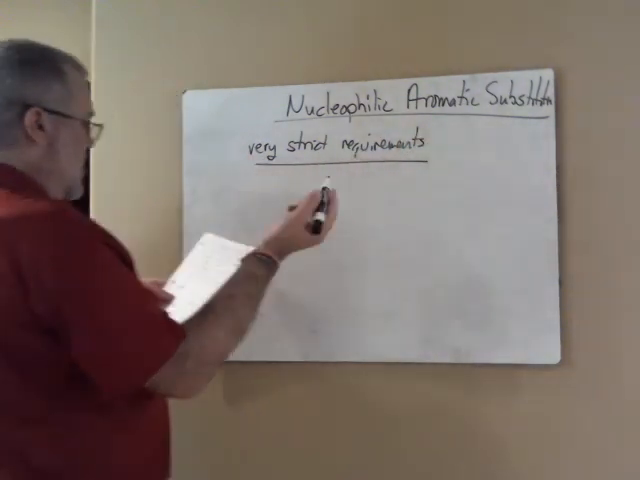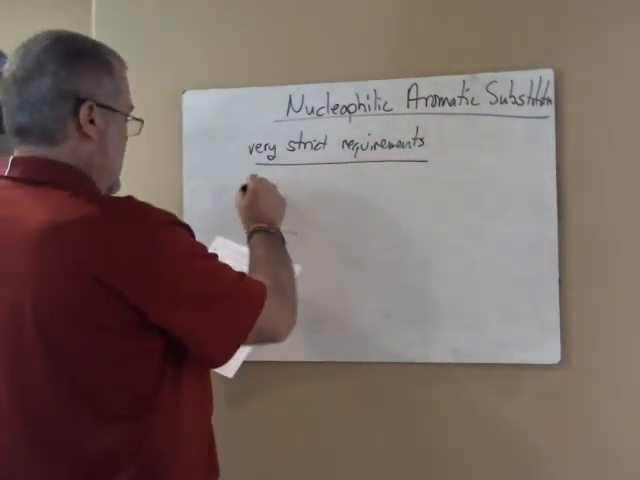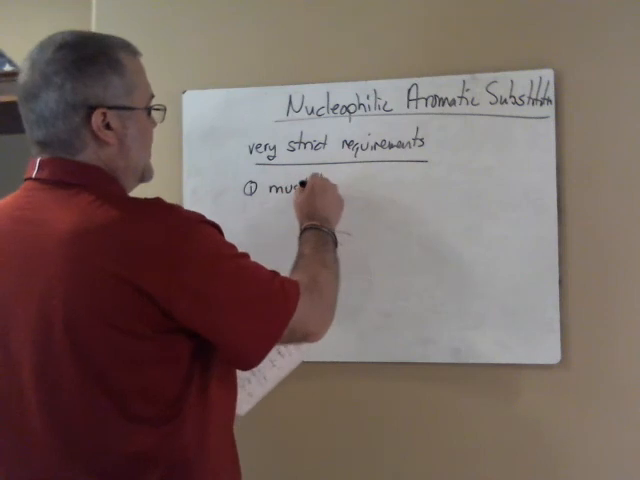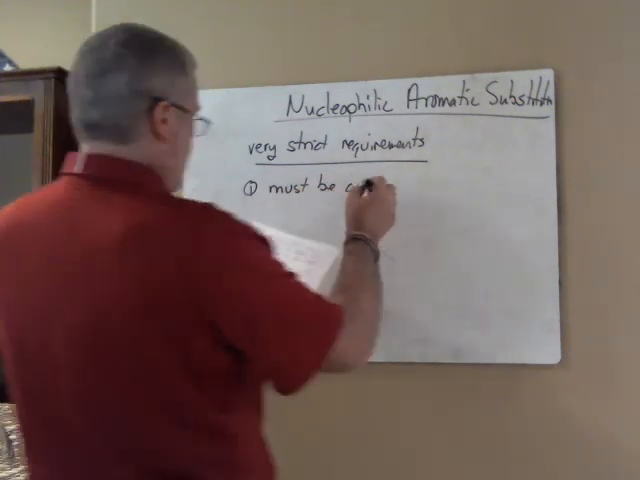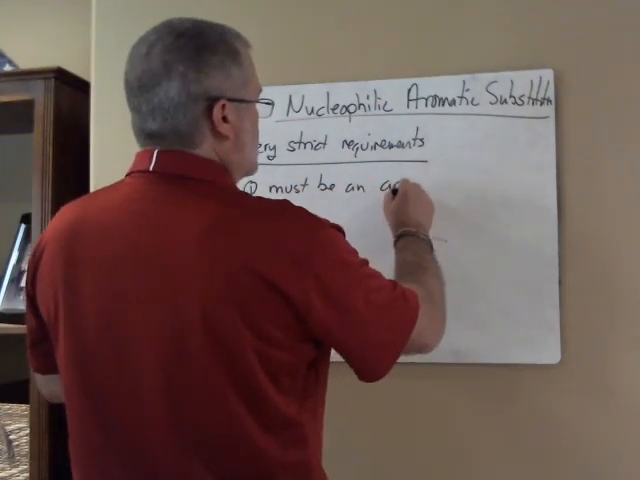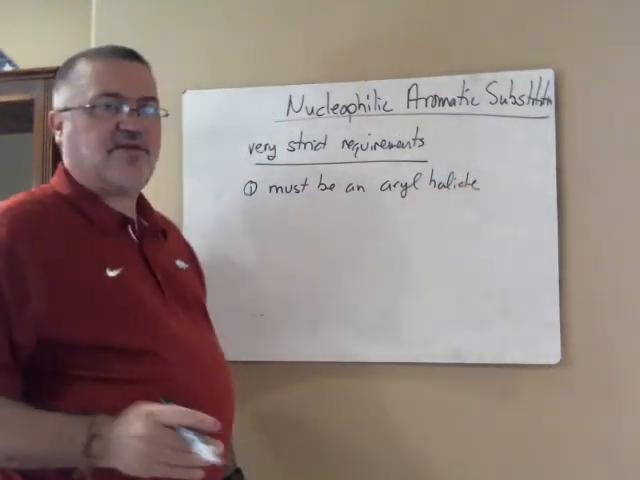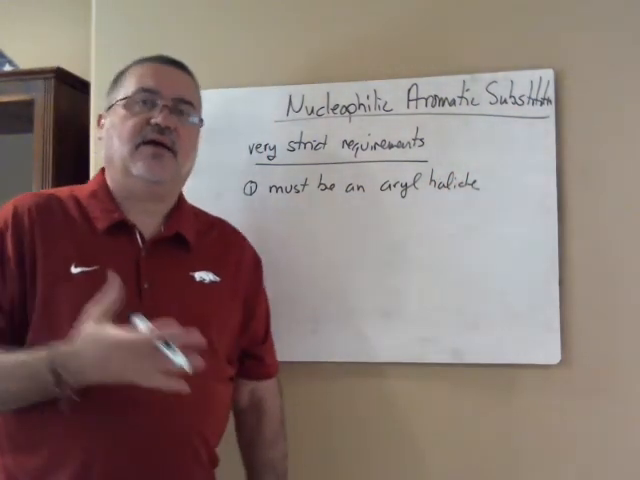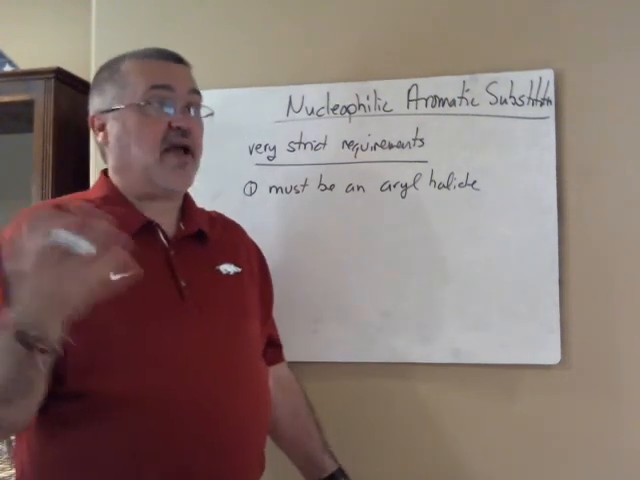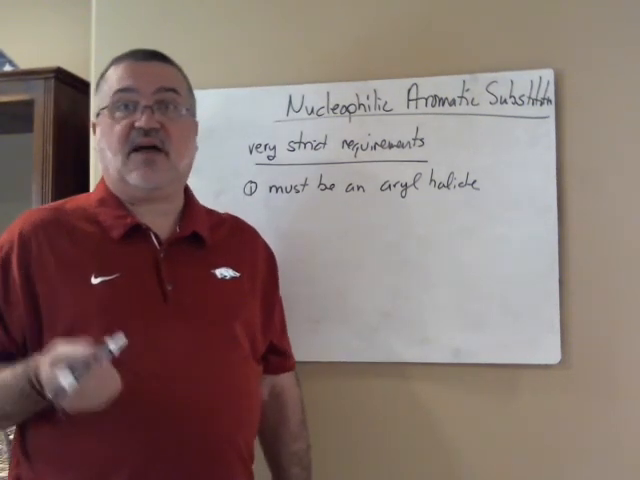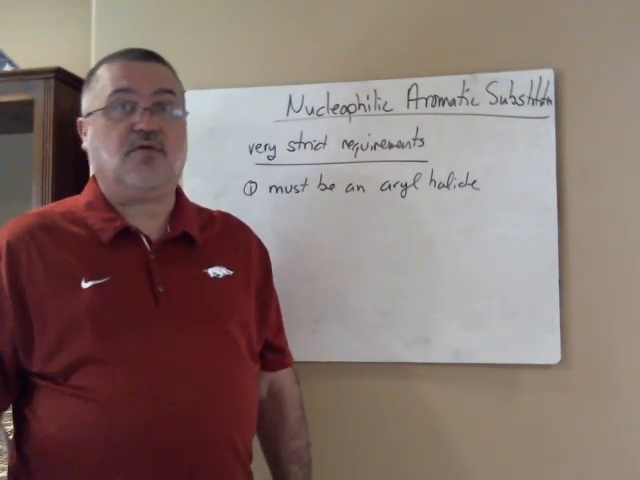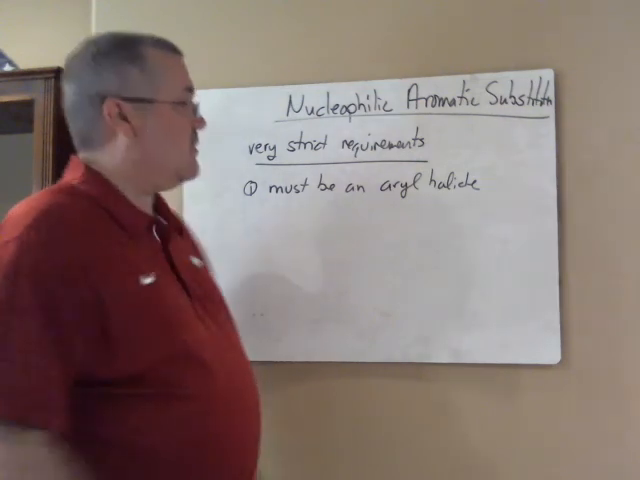And those requirements are, it must be an aryl halide that the reaction is occurring on. And an aryl halide is, in our case, going to be a benzene ring with one of the halides on it: bromine, chlorine, fluorine, etc. Okay, so an aryl halide.